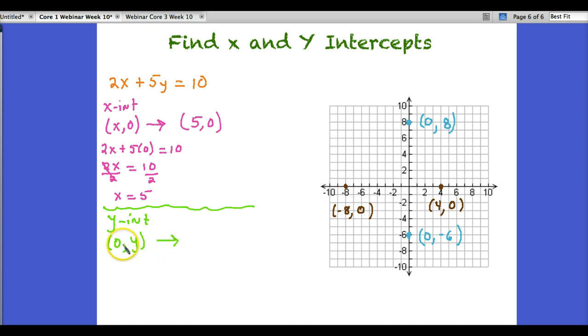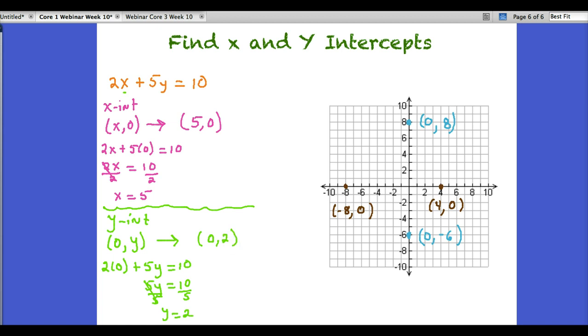So what I'm going to do is plug a 0 into my equation up here for x. So I'm going to do 2 times 0 plus 5y, and that's going to equal 10. Well, 2 times 0 is gone, that's just 0, so I get 5y equals 10. If I divide both sides by 5 in order to solve for y, 5 divided by 5 is just 1, so y is equal to 2. So now I know my y-intercept is going to be (0, 2).